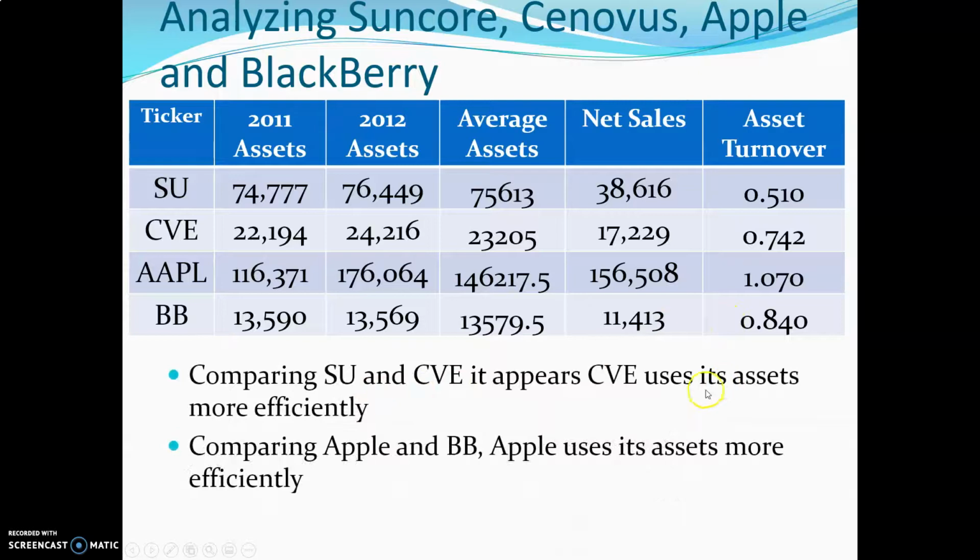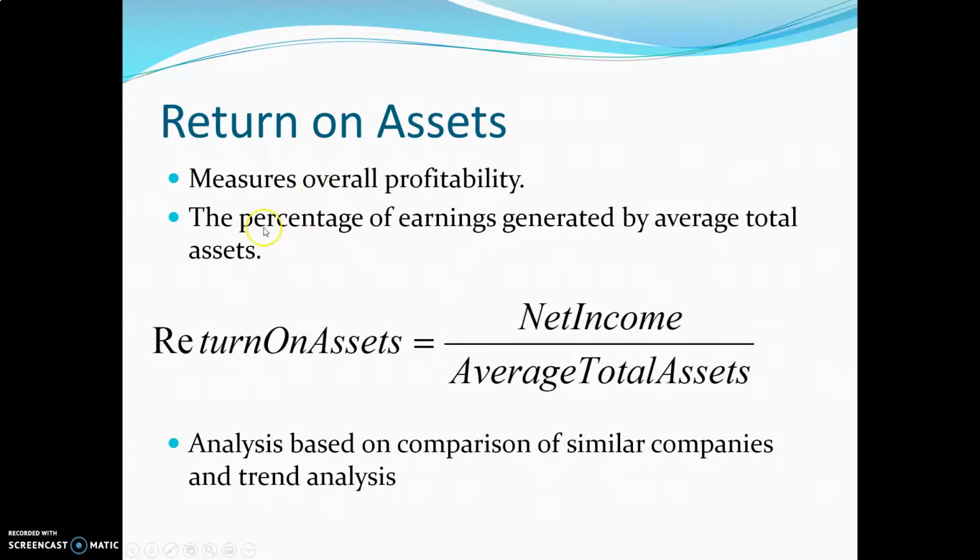So comparing the two, Suncor and Synovus, it appears that Synovus uses its assets more efficiently. And comparing Apple and BlackBerry, Apple uses its assets much more efficiently. Let's take a look at return on assets.